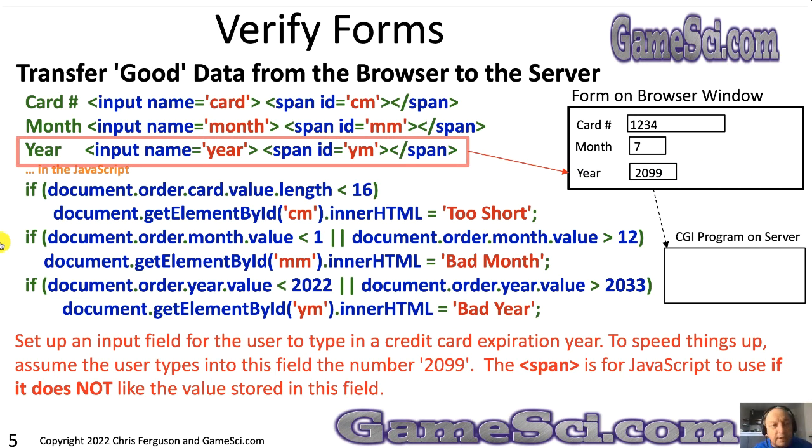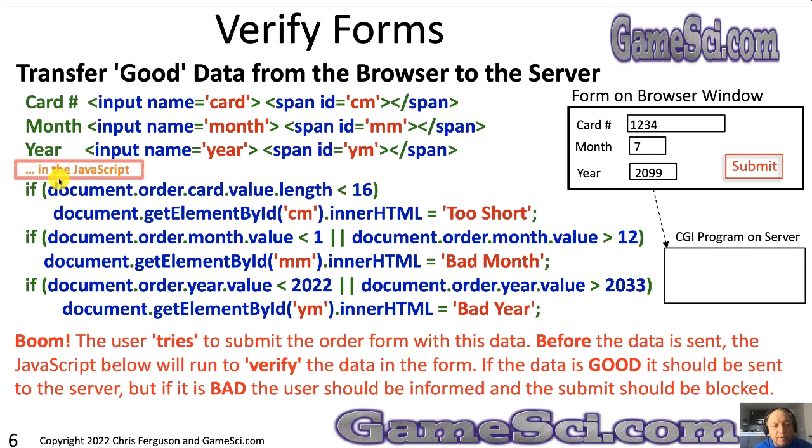Again, I left off a lot of details there, the form tag at the beginning and the /form tag at the end. We looked at that on the previous slide. You should know enough about forms to do this now. Let's move over to what happens in the JavaScript when you submit this form. Boom! The user tries to submit the order form with this data.